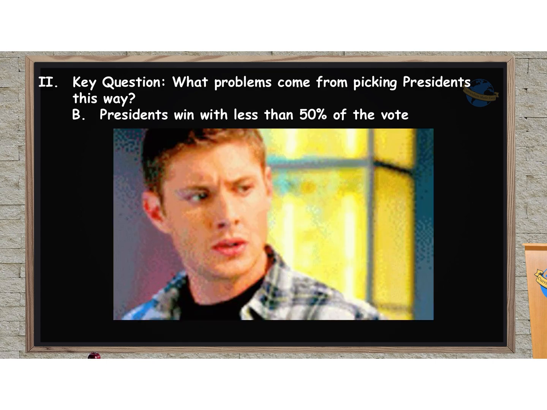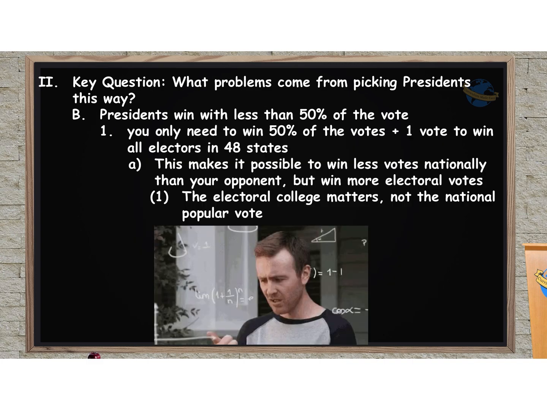Another serious problem with this system is that you can become the president with less than 50% of the vote. And again, this is complicated math. So you only need 50% of the vote plus 1 vote to win all electors in 48 states. This is what makes it possible to win the Electoral College, but still have won less votes nationally than your opponent with the popular vote. This is because there's such giant population differences between all the different states. So you got to remember, it's the Electoral College that matters, not the national popular vote.